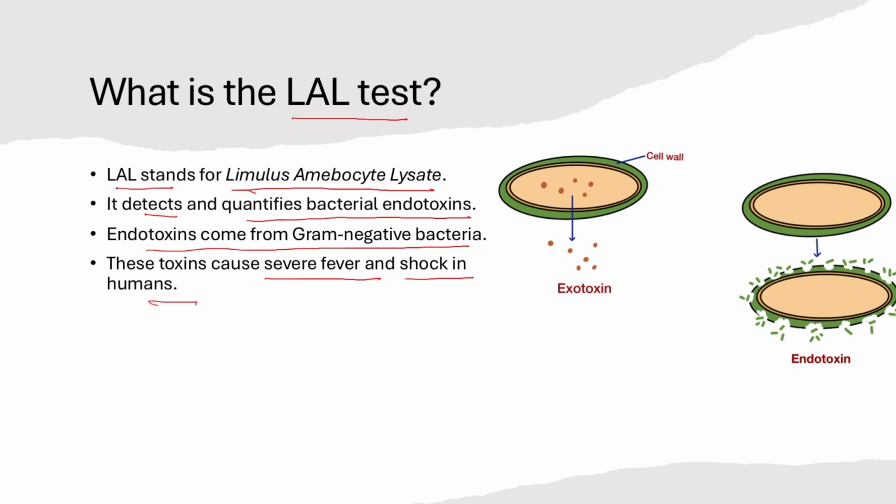So let's understand what exotoxin and endotoxin mean. Exotoxins are mainly produced inside the bacterial cell, but endotoxins are the lipopolysaccharide membrane or the virulence factor, the LPS factor present in the bacterial cell wall. So when the bacteria lyse or the cell is damaged, this lipopolysaccharide part comes out.